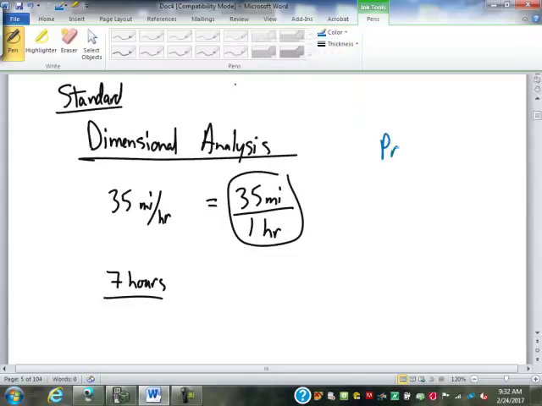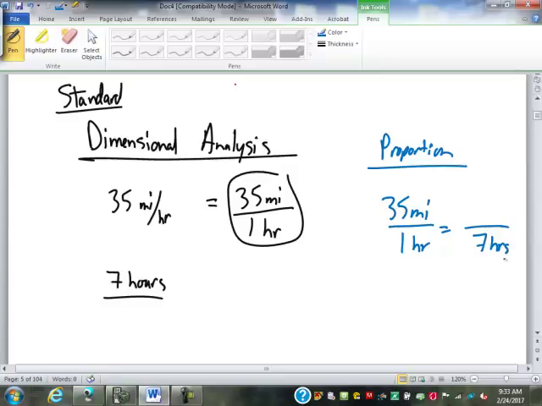One, we can use a proportion. So we'd have 35 miles over 1 hour equals, well, the hours have to go with hours, so our 7 hours has to go on bottom. And to find that missing number, which is going to be miles, we can cross multiply and divide. 35 times 7 is 245. Divided by 1 is just 245. And the units do work out.